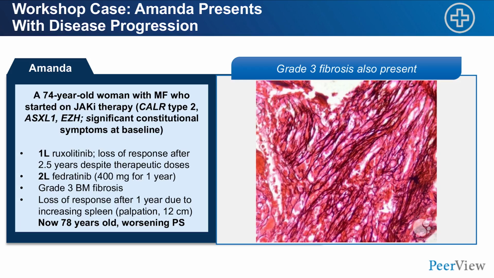Then she got second-line fedratinib therapy at 400 milligrams. That's the therapeutic dose for a year, but she has grade 3 bone marrow fibrosis, not good. She loses her response to fedratinib after a year and has an increasing spleen size, so that's 12 centimeters below the left costal margin. Now she's 78 years old, and she has a worsening performance status. What do we do?